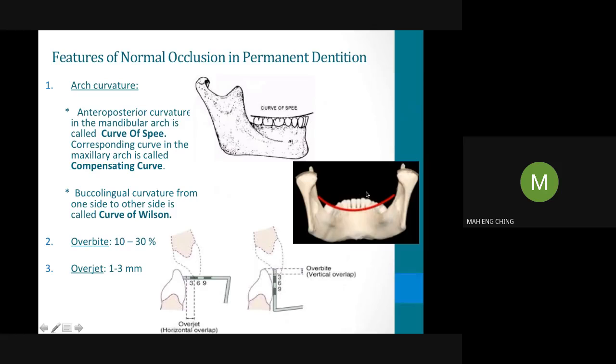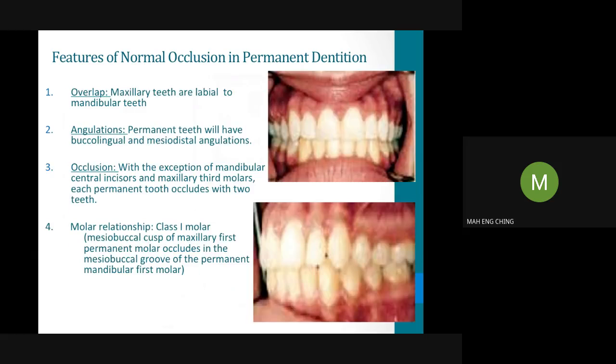Okay, this one: curve of Monson, curve of Wilson, curve of Spee. Overjet, overbite, you have to understand what overjet and overbite are. That is the normal range. Overlap, angulations, occlusion, molar relationship.